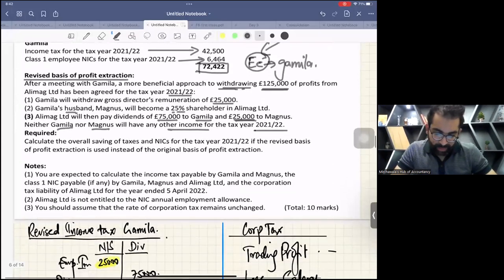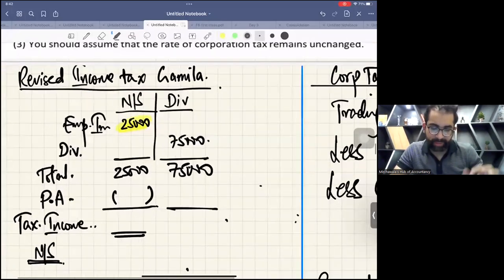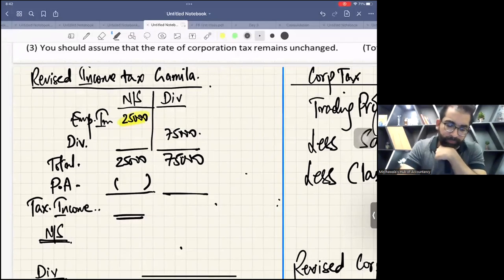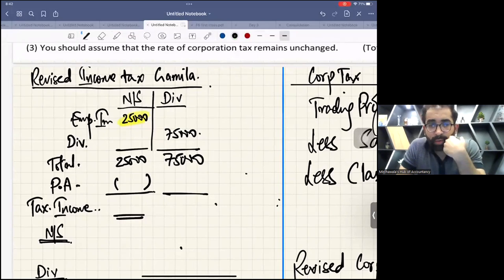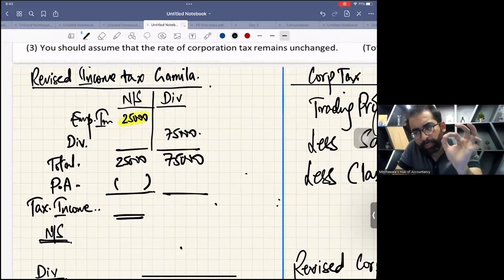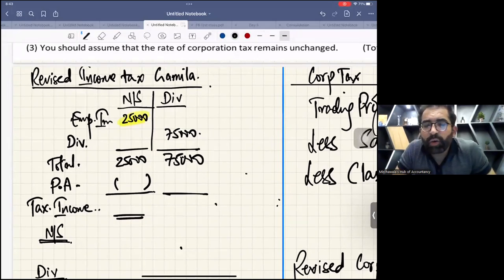Now let's start. First of all, revised income tax for Gamila. Please help me, all of you. For Gamila, employment income is now 25,000. Dividend income is 75,000. So your total income is 25 and 75. Be smart, don't waste your time. 25 plus 75, you take these to the side working. So your net income will be 100,000.